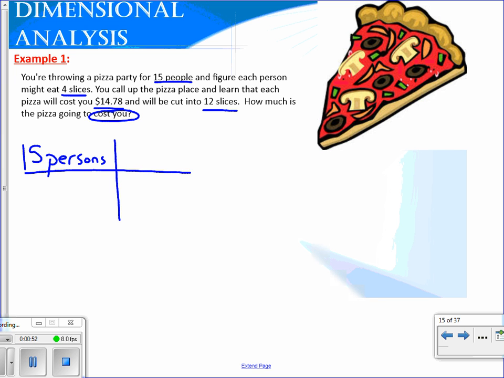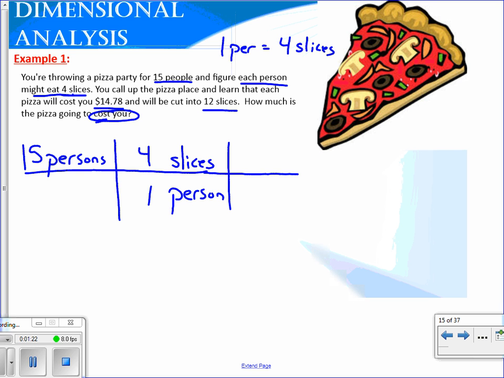Okay. Now, you need to get rid of that person, that unit. So what do you know? You know that each person will eat 4 slices. So one person is going to eat 4 slices. That's a conversion factor. Look at slices. You could write slices of pizza there if you would like. But you call the pizza place and learn that, okay, the price, you need to get rid of the slices because you want to ultimately get to the cost, which is dollars. So that crosses out.